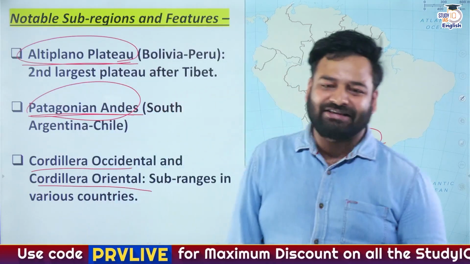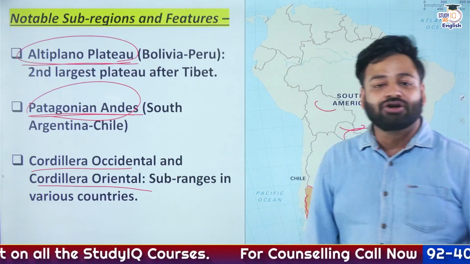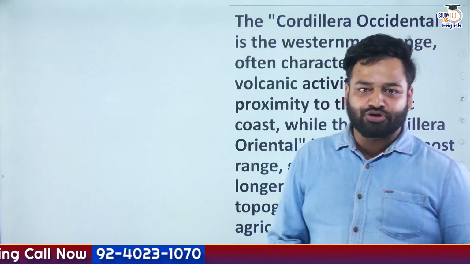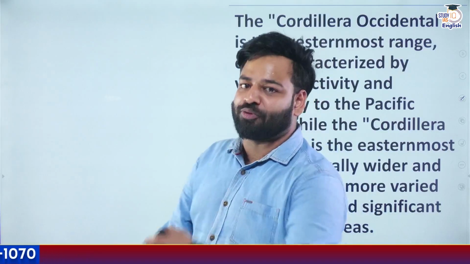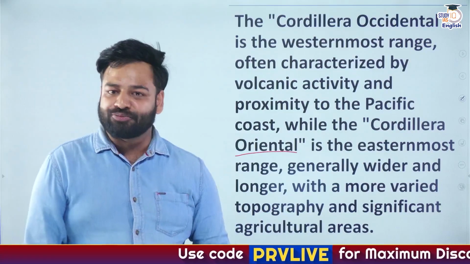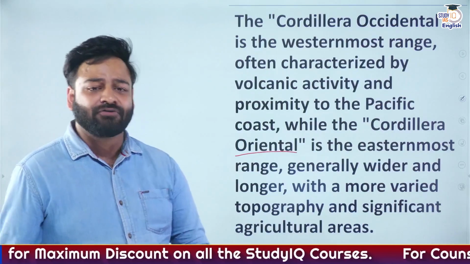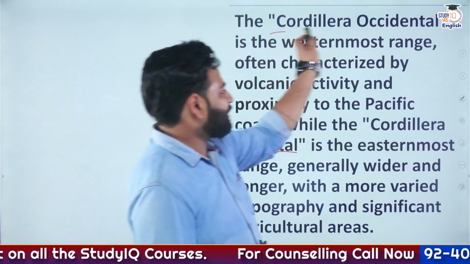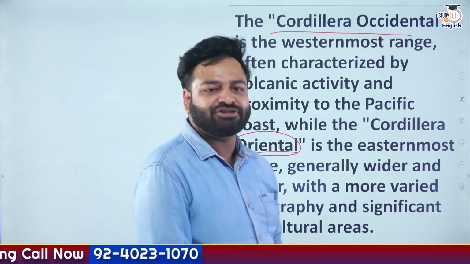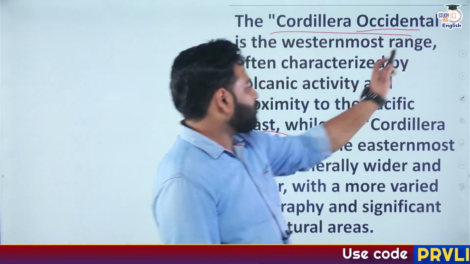Now the next thing, not very much discussed, but very, very important. What is this? Cordillera Occidental and Cordillera Oriental. What are the differences between the two? Cordillera Occidental is the westernmost, whereas Cordillera Oriental is the easternmost in the very same region. Technically, in the Andes we have the Cordillera Occidental and the Cordillera Oriental, though we have one more, known as Cordillera Central. But the most important ones are Cordillera Occidental and Cordillera Oriental.